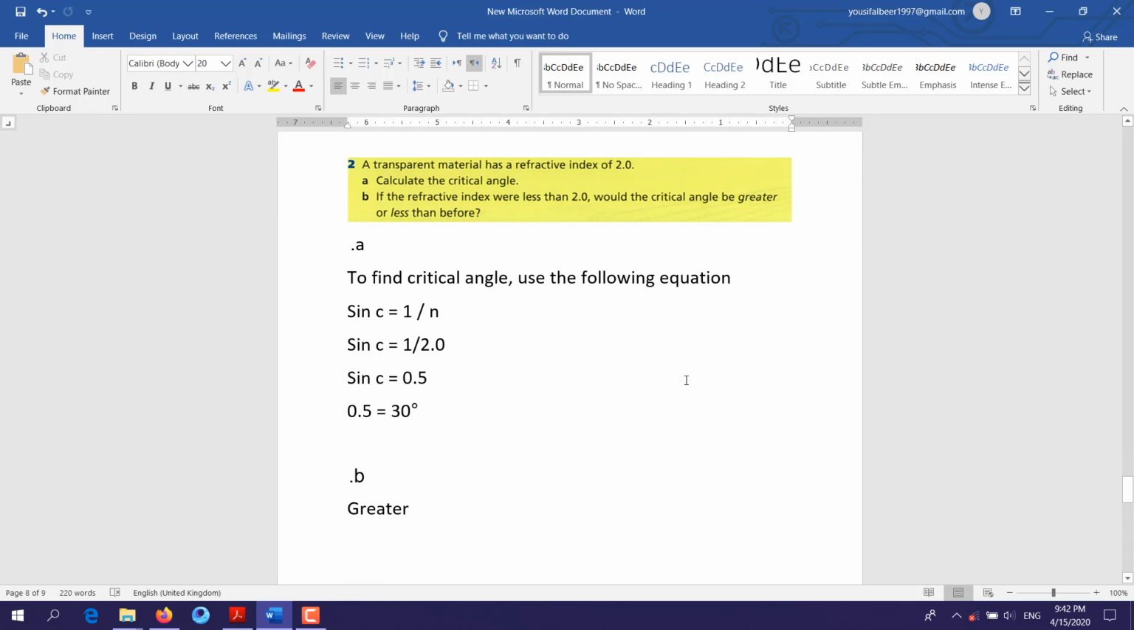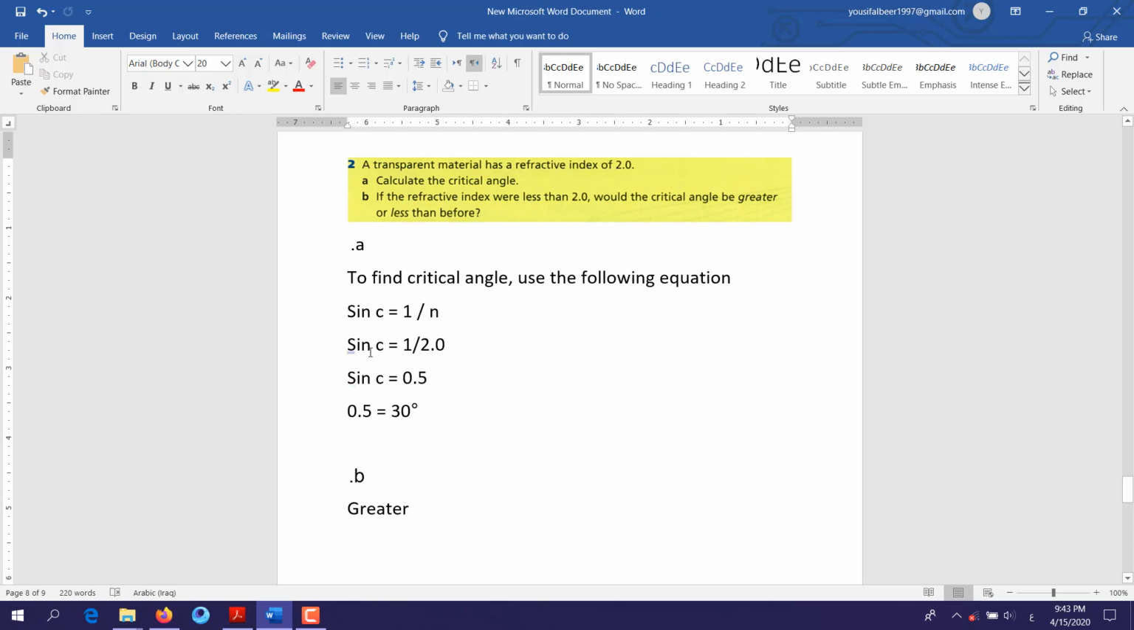Question number 2. A transparent material has a refractive index of 2. A. Calculate the critical angle. These kinds of questions are so easy, because once you see these two words, critical angle, directly you will write this equation. This equation you should memorize: sine C equals 1 over n.